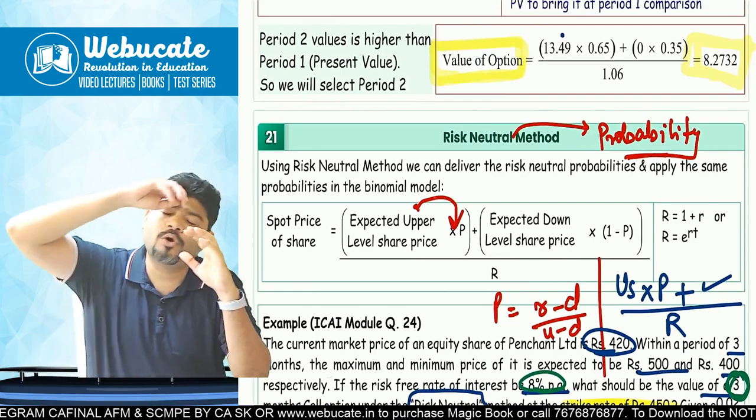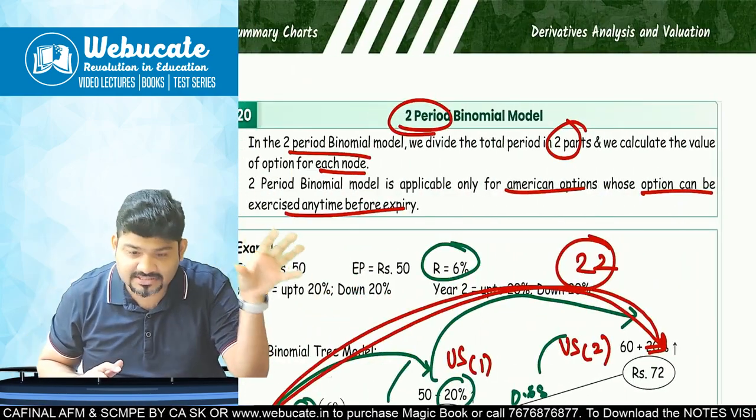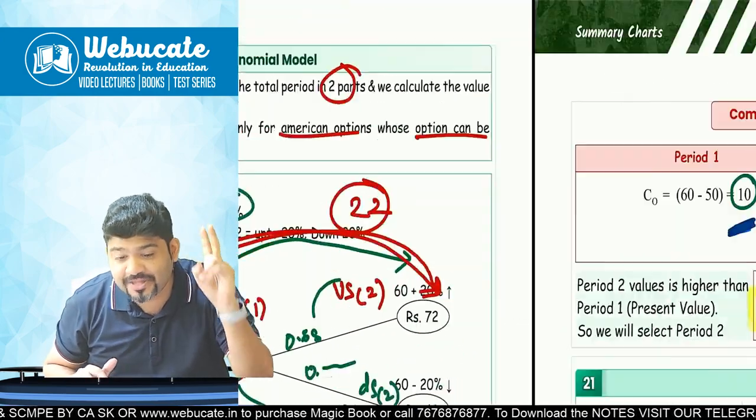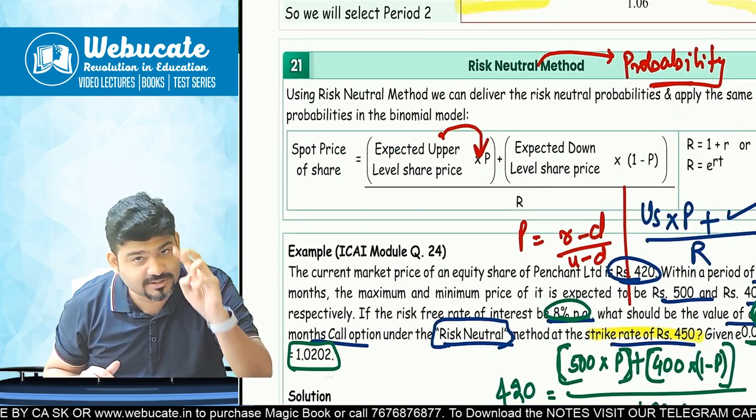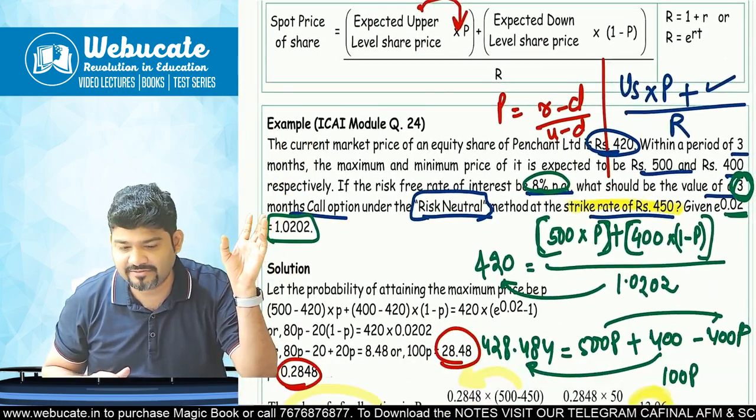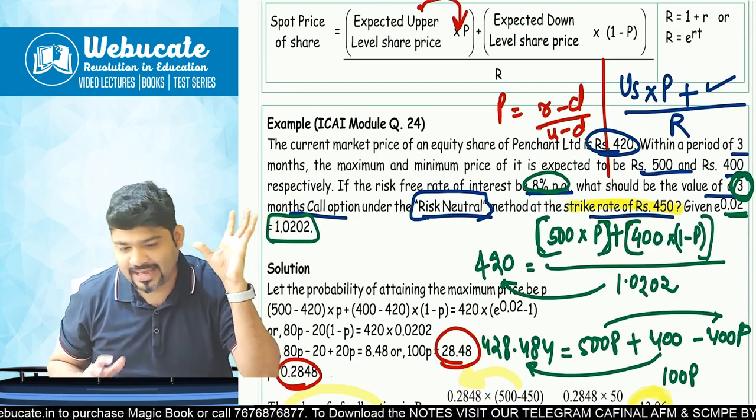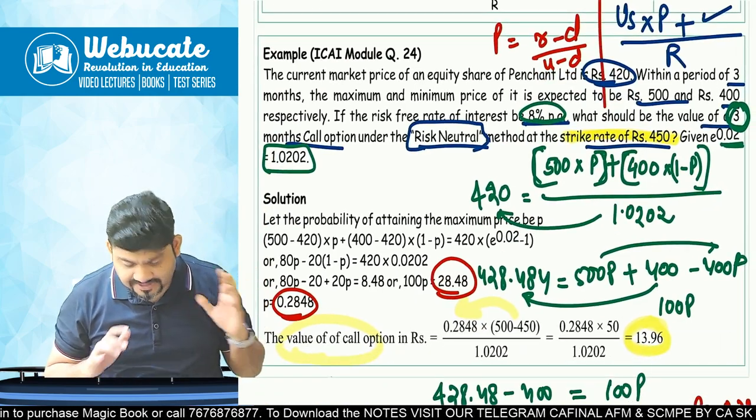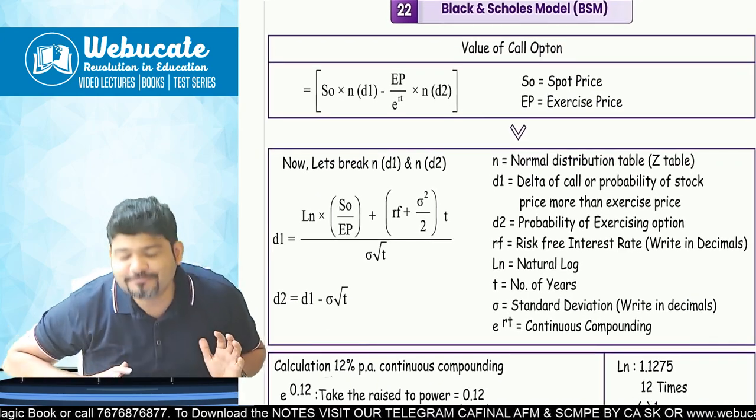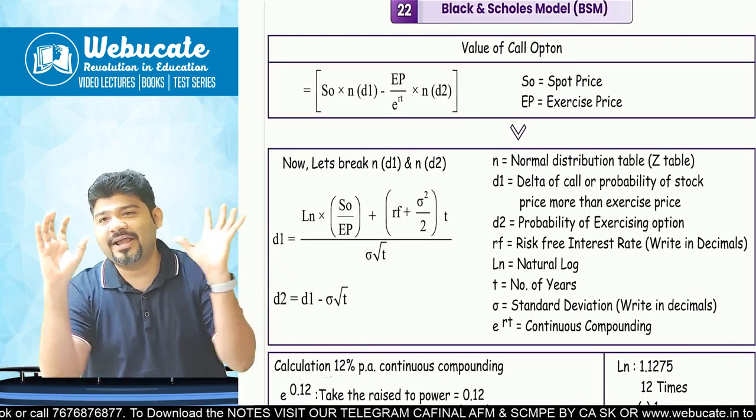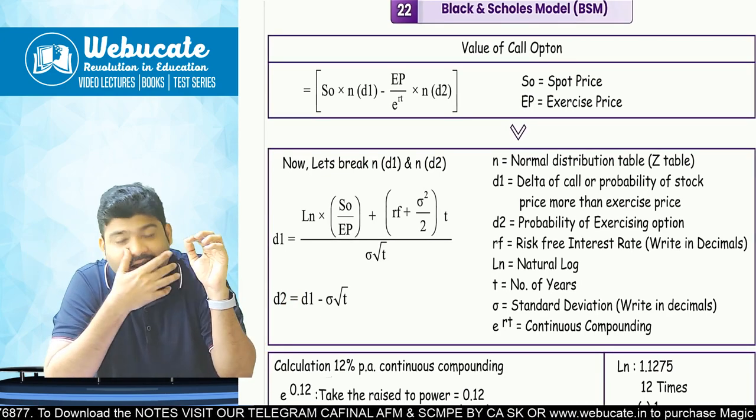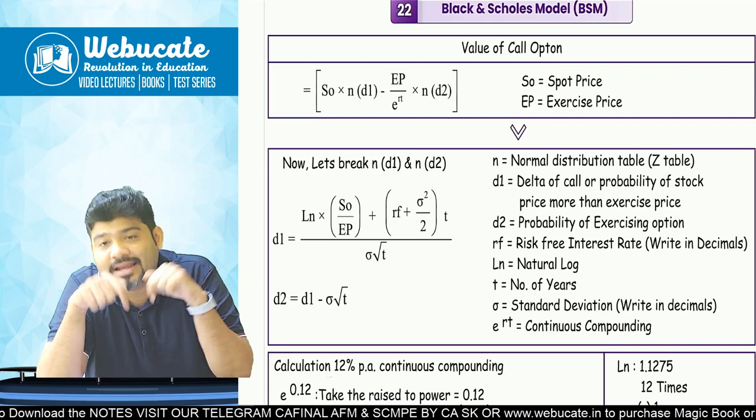One of the most important questions that can come is going to be based on binomial. So we are done with binomial. We are done with two period binomial as well. We are done with the risk neutral method, the simple way probability, all of the methods. Got it? That's where we complete the binomial method. So far in the exam, either the basic level comes or the binomial method comes. Both of that we are done. Now comes Black and Scholes.